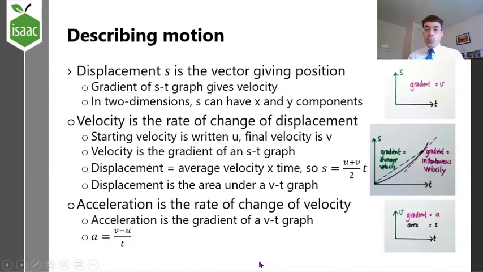Having looked at vectors, we now look at how you describe motion. And if you're doing maths A-level, you may well encounter a lot of these ideas as part of your A-level maths as well. So we talk about displacement. That's the position, if you like, of the object. It's not just how far it's moved, but also in which direction.